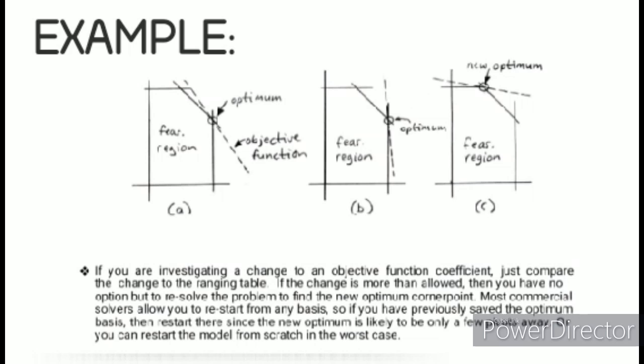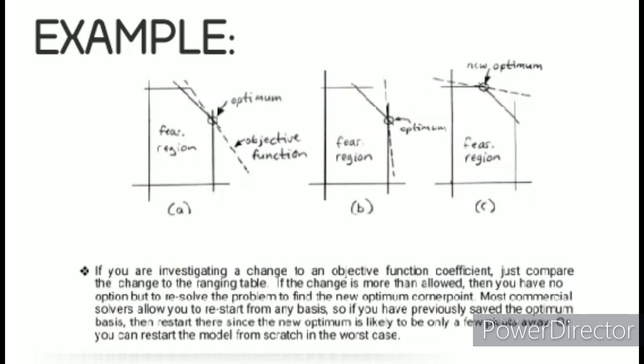If the change is more than allowed, then you have no option but to resolve the problem to find a new optimum corner point. Most commercial solvers allow you to restart from any basis. If you have a previously saved optimum basis, then restart there, since the new optimum is likely to be only a few pivots away, or you can restart the model from scratch in the worst case.